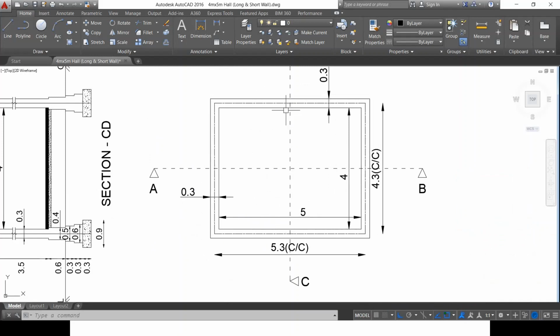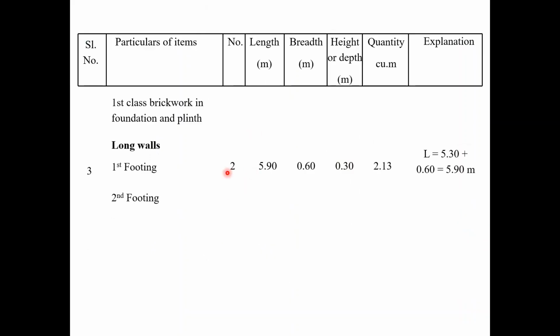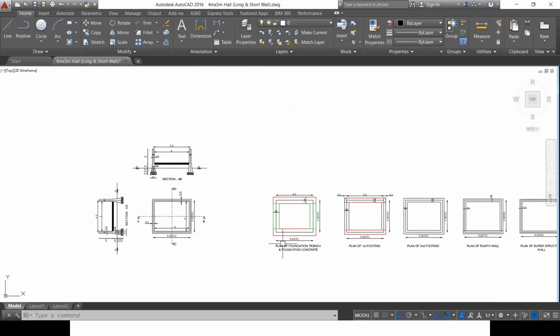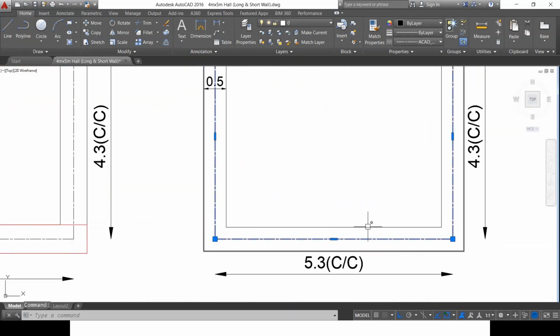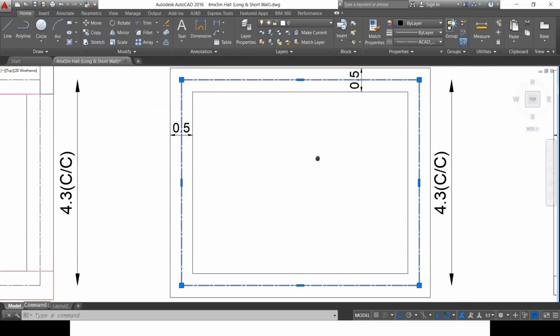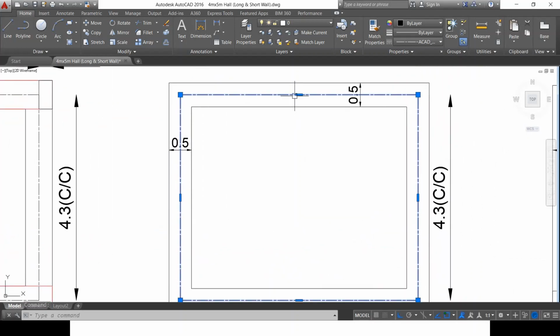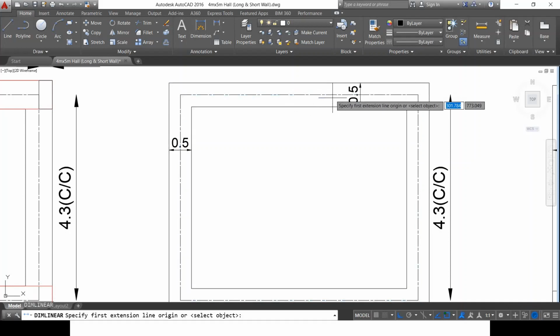I'm doing it for 2 long walls. So be careful. This number indicates the number of long walls you are going to provide the second footing for. So this is number 2 again. And the length, let us calculate what is the length. In order to calculate the length, I have to separately draw the plan of second footing. I have retained the center line. And I'm going to take an offset of 0.25 meter on either side.